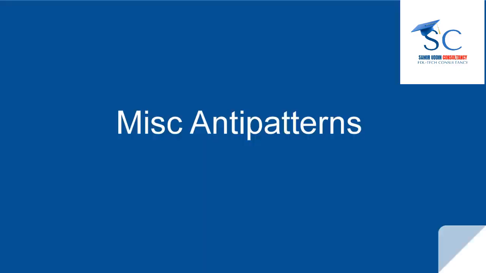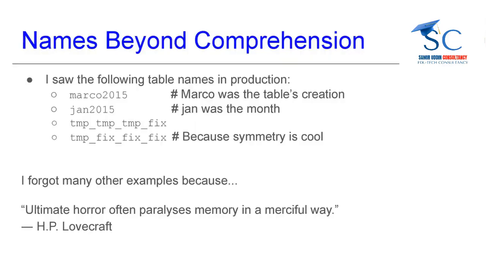So I don't want to skip directly to the end, so I will briefly show the last slides, which are about miscellaneous anti-patterns, mostly about naming things. First of all, this is actually from the real world. In a company where I worked, I saw production tables with these names. It was very interesting because Marco and then a year was actually the name of the person who created the table, and then the year when the table was created.